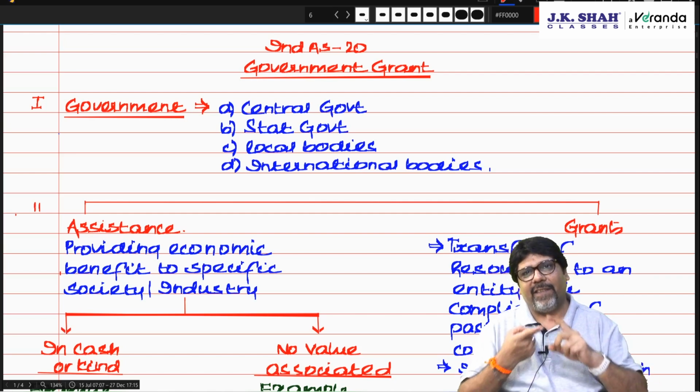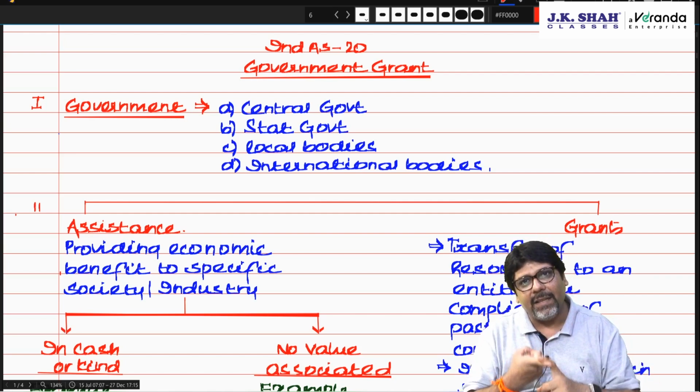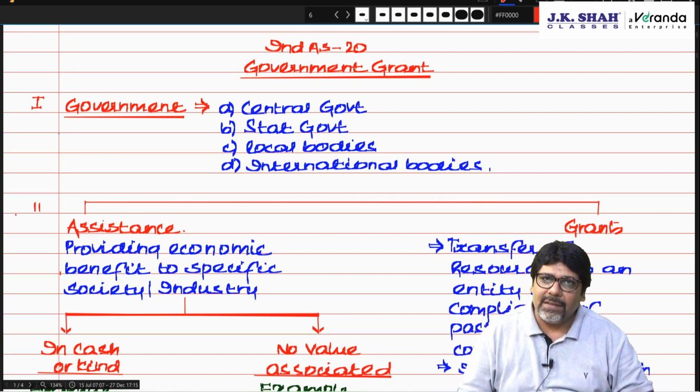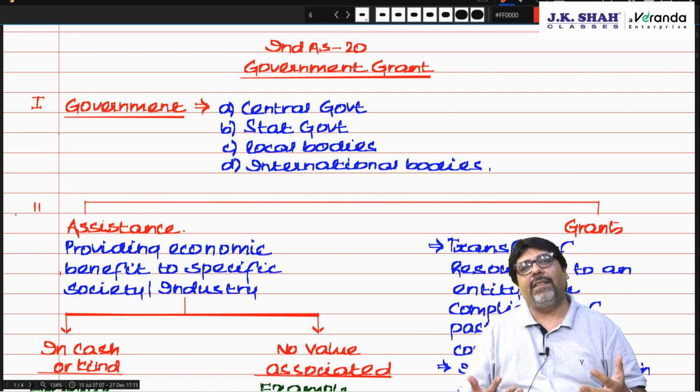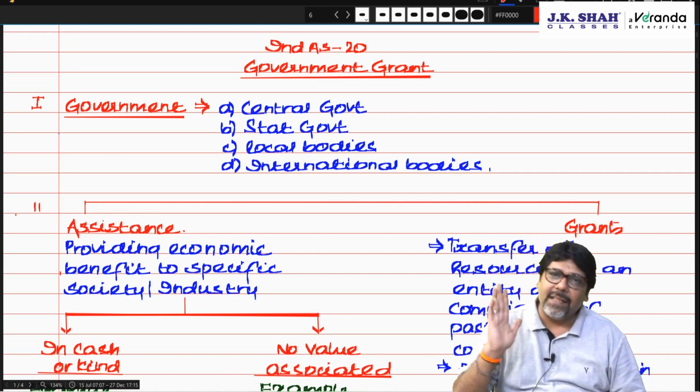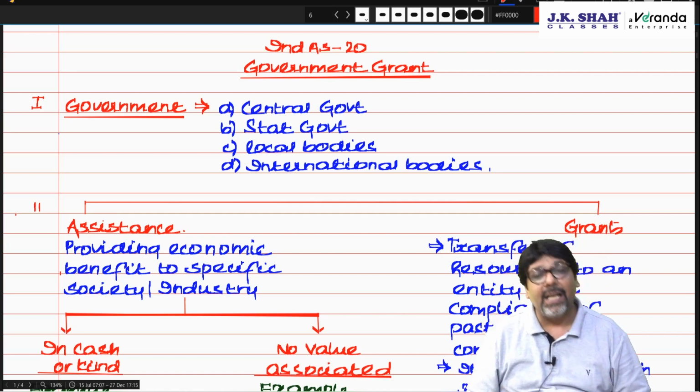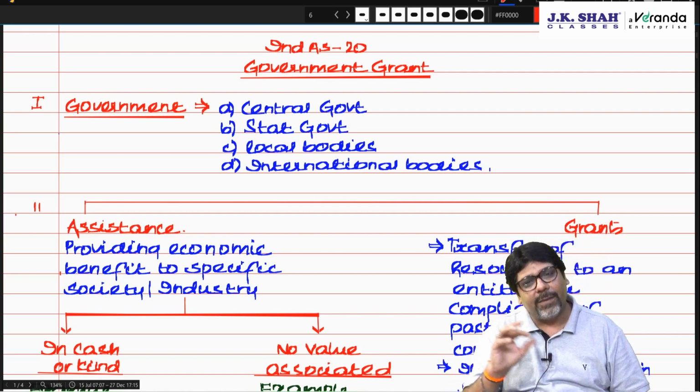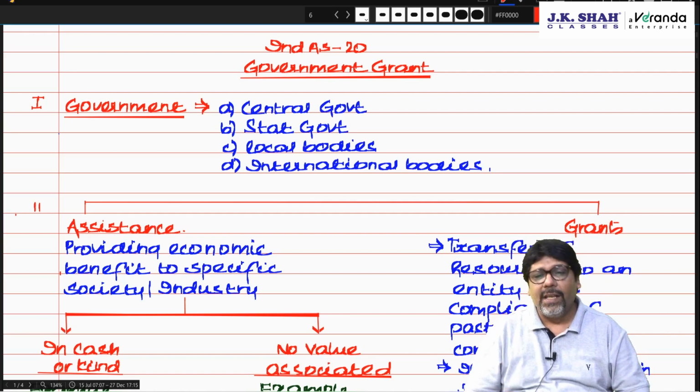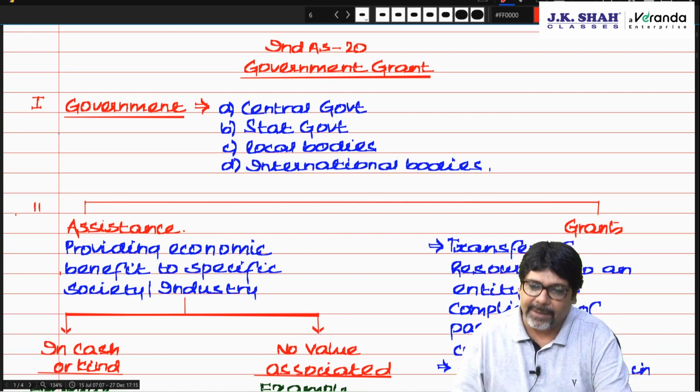So definitely it saves my time, it saves money. But can I account this? No. There are a lot of facilities government infrastructure is building. These are assistance by the government. Correct? So these cannot be accounted, only disclosure is required. Understood? Now let us understand what is grant.